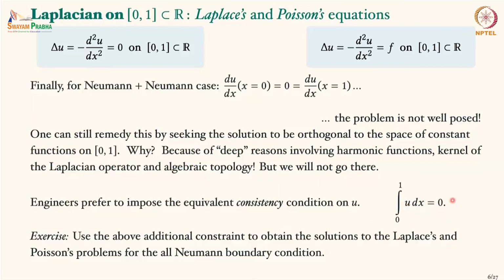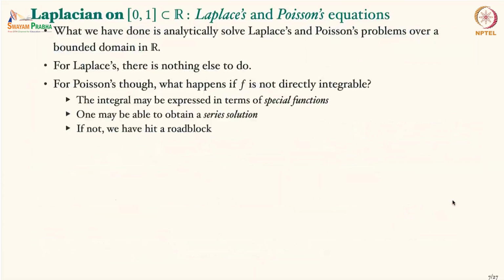Okay, cool. So what we have done so far is analytically solve Laplace's and Poisson's problem over a bounded domain in R. And for a Laplace's problem, there's nothing else to do. You just saw you can just integrate it twice more or less and get away with solving it in 1D, nothing fancy going on. But for the Poisson's problem, you could easily end up with a case where the f is not directly integrable. I just picked a nice f for the previous problem so that I could integrate it.